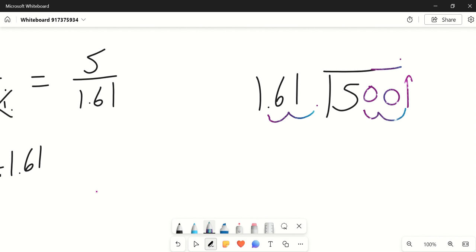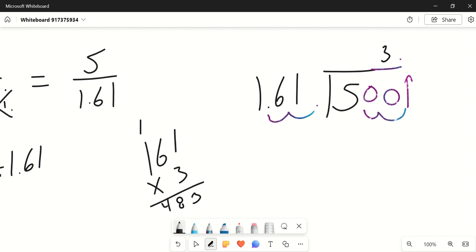Now I can tell you, it's probably going to be about 3 times. We're going to guess and check. 161 times 3. 3 times 1 is 3. 3 times 6 is 18. Carry the 1. 3 times 1 is 3, plus 1 is 4. So it'll be 3 times 483.